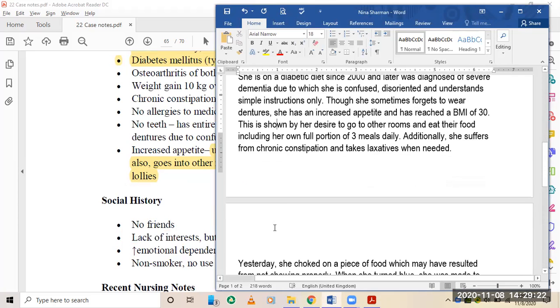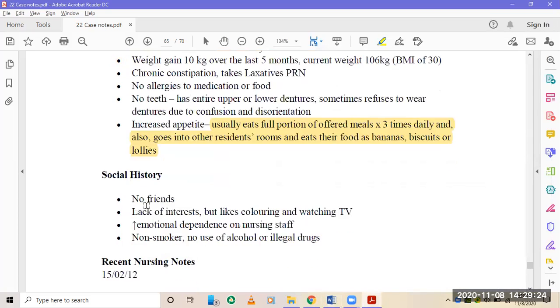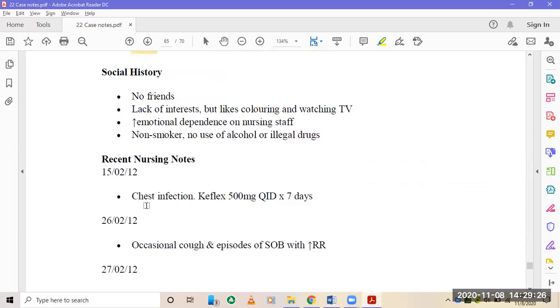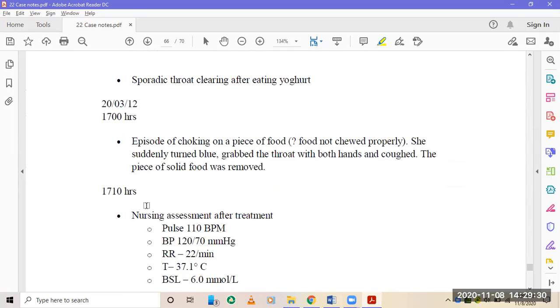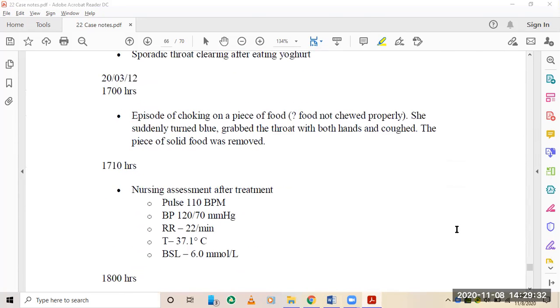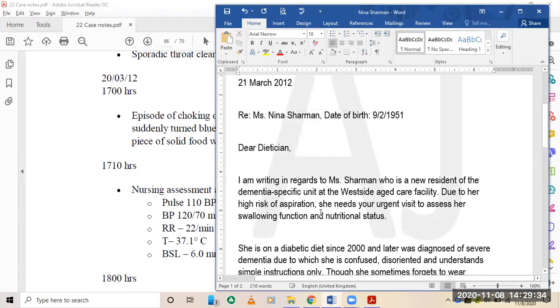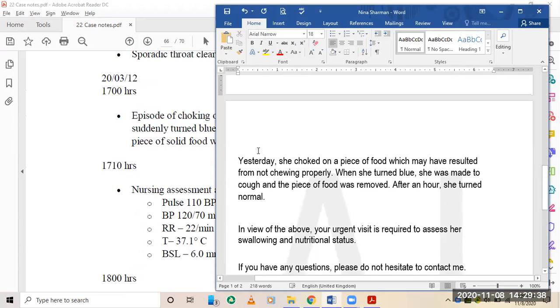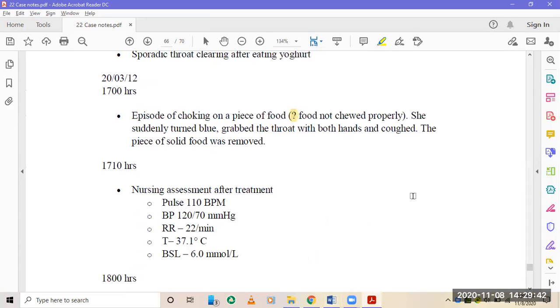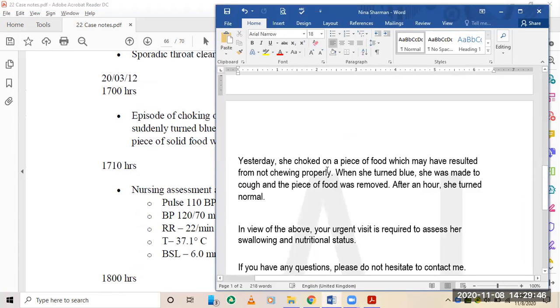Finally, the next paragraph, the urgent thing or the most important part of this letter is the food getting stuck in the mouth. So let's look at it. Yesterday, you don't need to write the date because the date is already here that you have written, 21st of March. So yesterday she choked on a piece of food which may have resulted from not chewing properly. Definitely, if she has choked on a piece of food, she was eating food and not chewing her food properly.